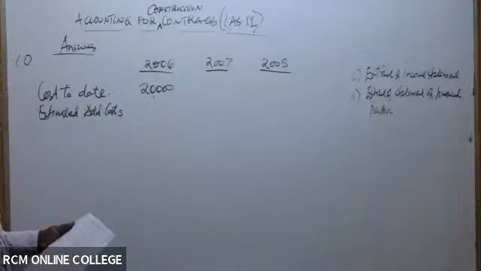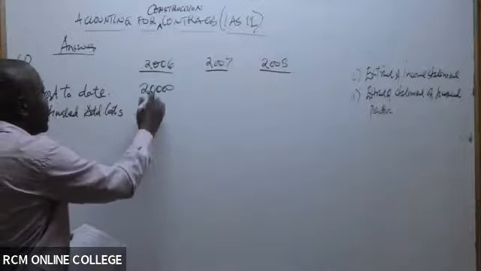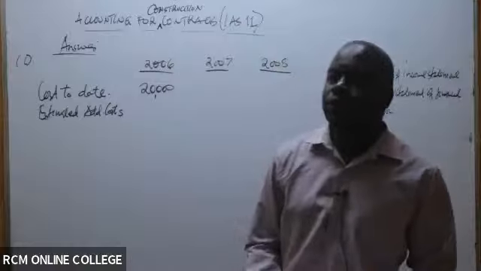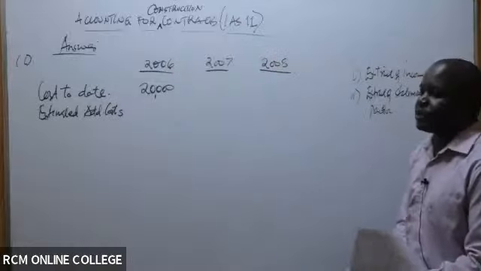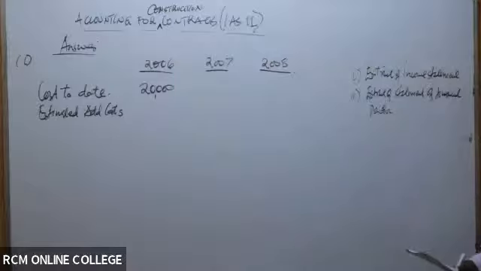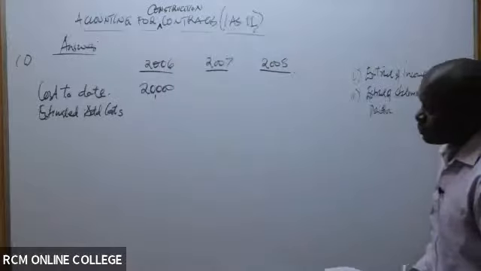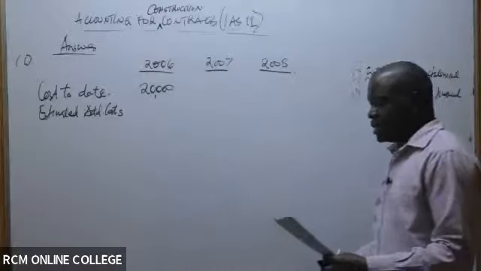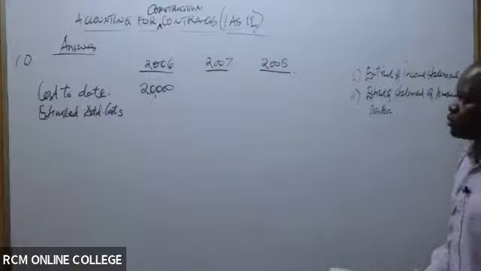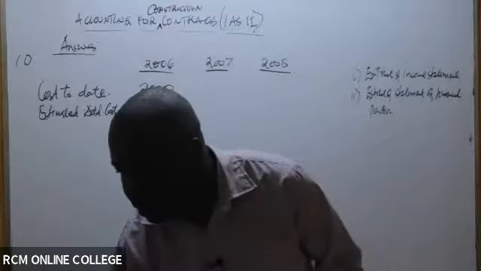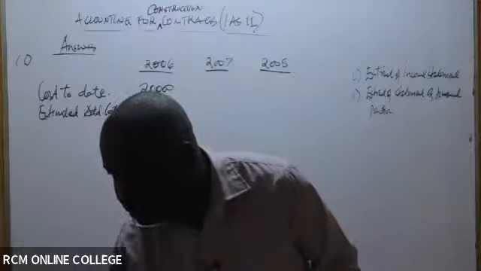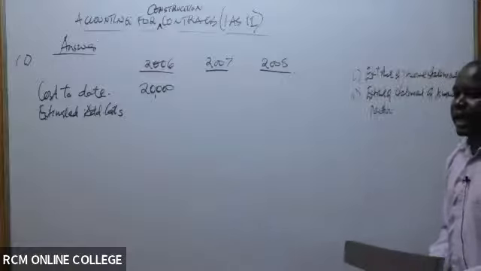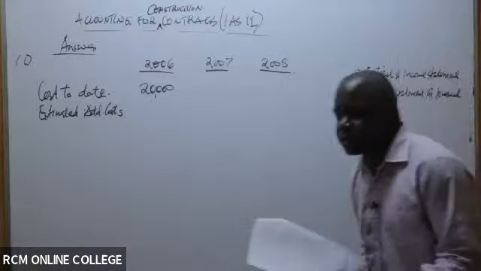Wacha niulize swali. So according to you, what do you think will be the cost to date by the end of the year 2007? Of course unaambiwa the cost incurred in the year 2007 ilikuwa 42 million. So what do you think will be the cost to date by the end of the year 2007? I can see Nanjala says 62 million.